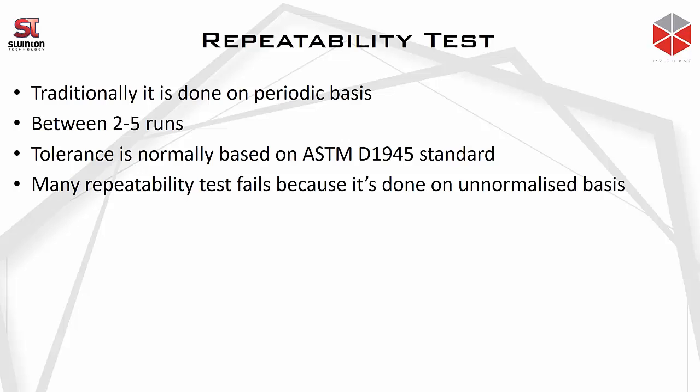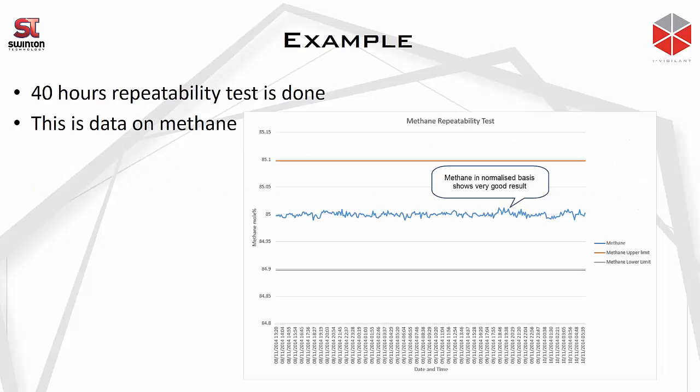A lot of times the repeatability test fails because it's done on an unnormalized basis. Here's an example. We did a 40 hours repeatability test, and the chart that you see here is the chart on methane. As you can see, methane on a normalized basis shows a very good result. This is the high limit of the tolerance, and this is the lower limit, and methane sits pretty much bang in the middle.